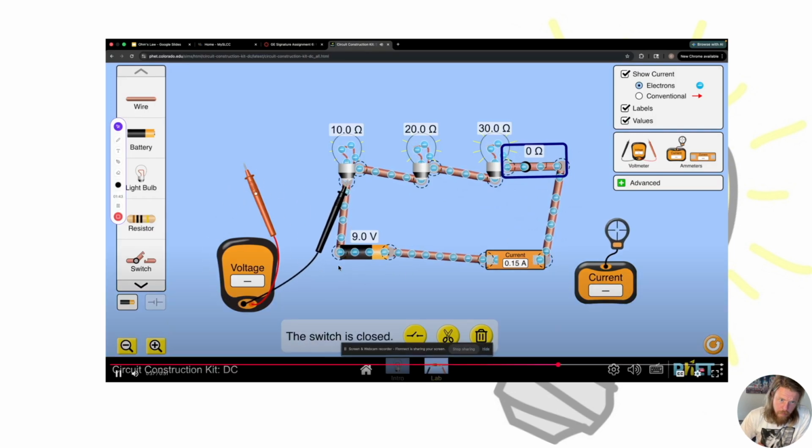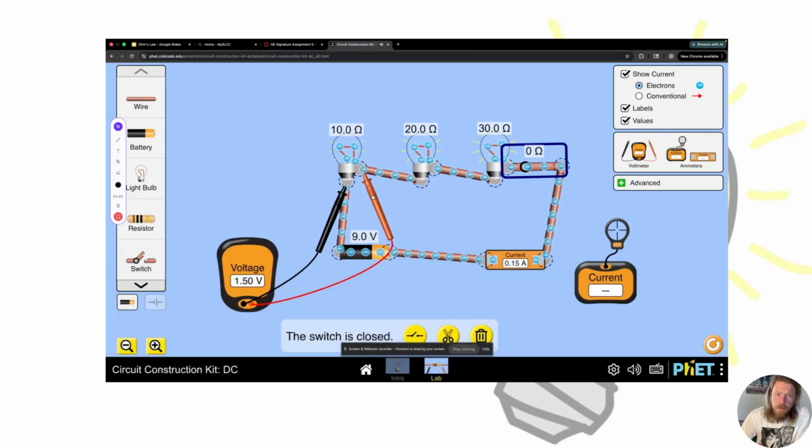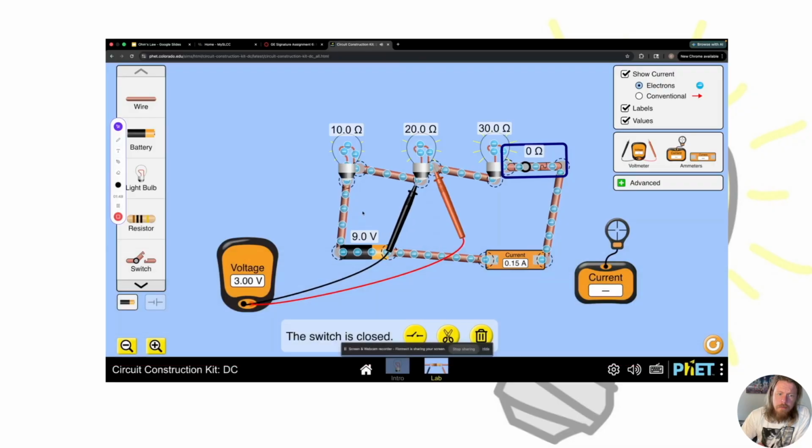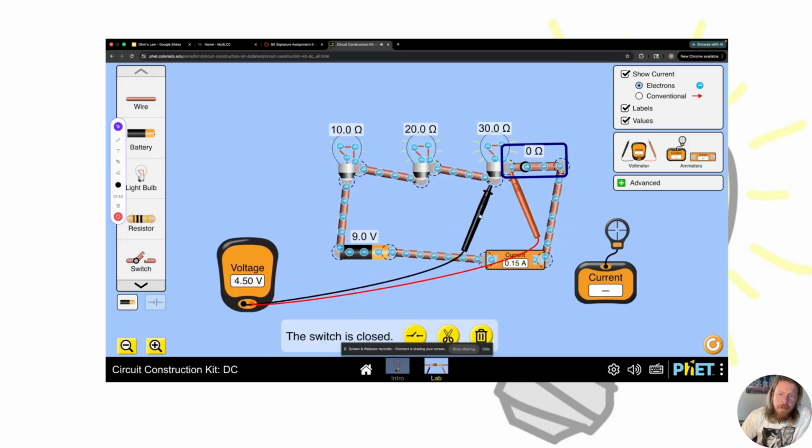Voltage is different per light bulb. For the 10 ohm, it's 1.5. For the 20 ohm, it's 3 volts. And for the 30 ohm, we are at 4.5 volts. Important thing to note here is if you add all those voltages together from the 10, 20, and 30 ohm light bulbs, all of the voltages add up to 9 volts.